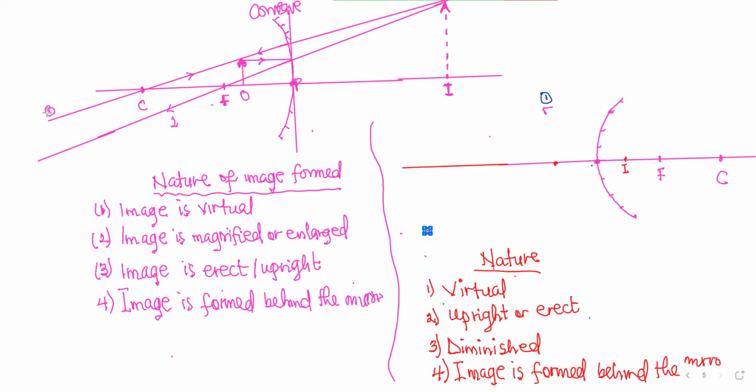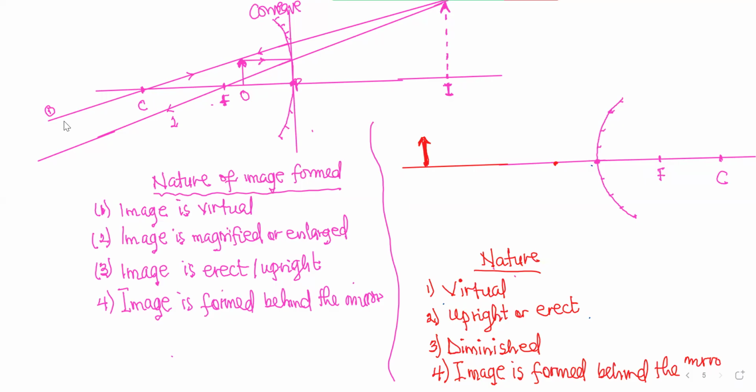So let's assume that the object is here. We are moving it far away from the mirror. Use a ray diagram to describe or to check how the image will be formed.